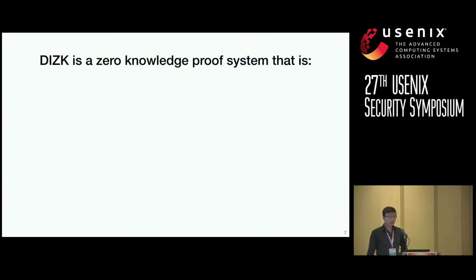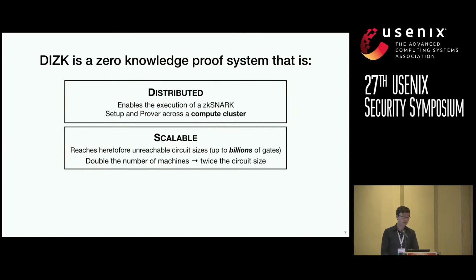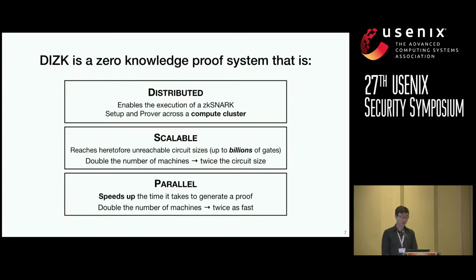DIZK is a zero-knowledge proof system that is, one, distributed, meaning it enables the execution of a ZK snark setup and prover across a compute cluster. Two, it is scalable, meaning that it reaches heretofore unreachable circuit sizes, up to billions of gates. And the pattern that we see here is that as we double the number of machines, we can support approximately twice the number of circuits. And lastly, it is parallel, meaning that we can speed up the time it takes to generate a proof. And the pattern that we see here is that as we double the number of machines, the proof generation itself runs at approximately twice as fast.